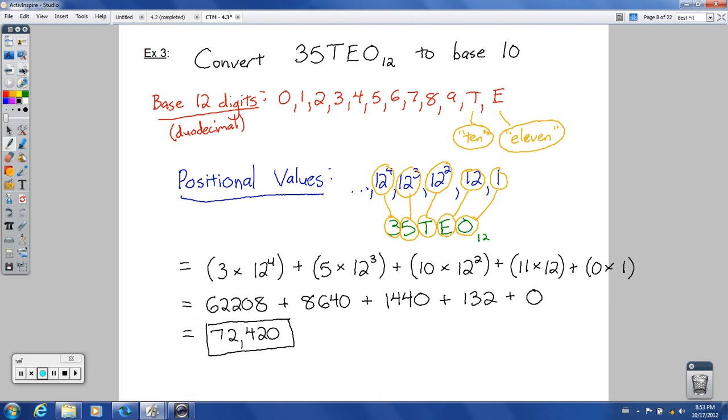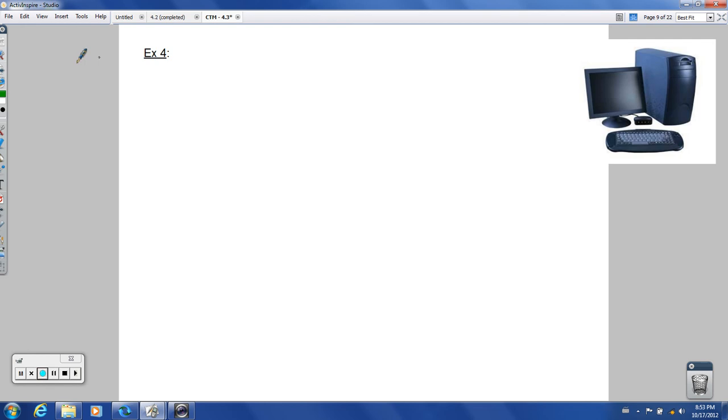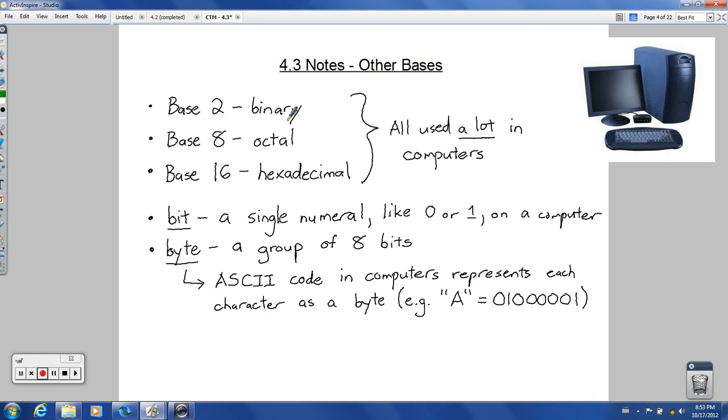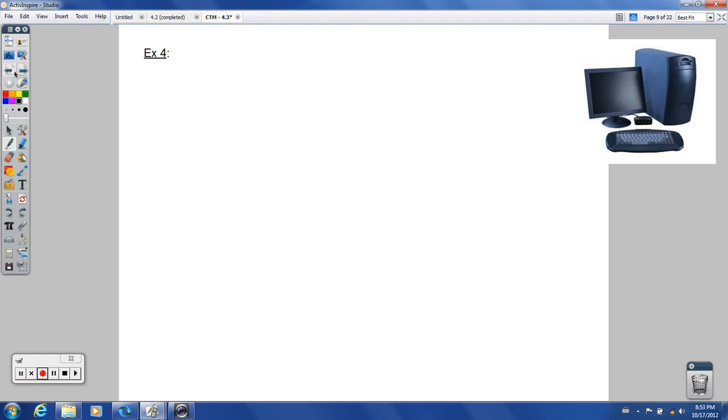So let's do another one. We're back to the computers now. We're going to use one of those bases that uses computers, and we're going to go binary. At first, binary looks really weird. Like, how on earth can we change that to a base 10 number? But it's actually pretty easy. No different than what we're doing with these past ones. So let's say we want to convert 1 0 0 1 0 1 1, that's base 2, to base 10.